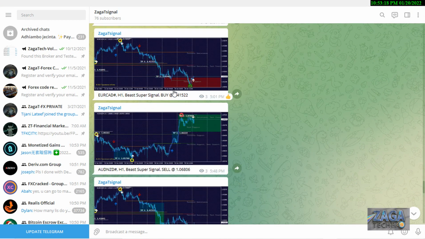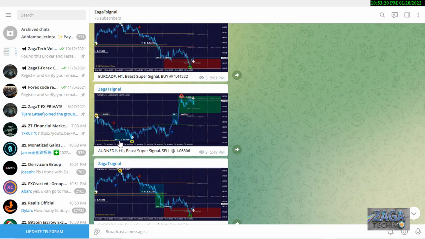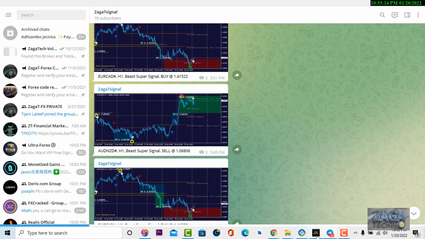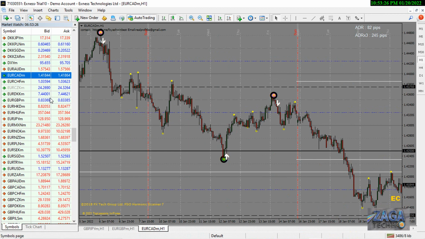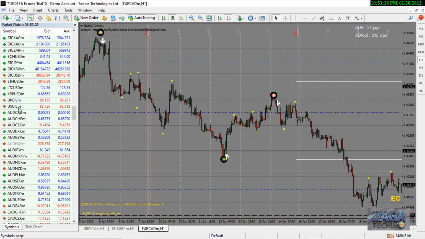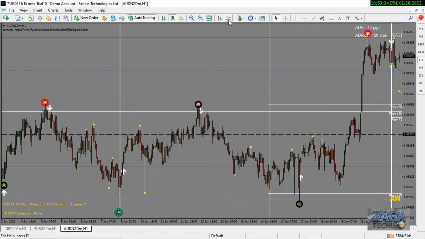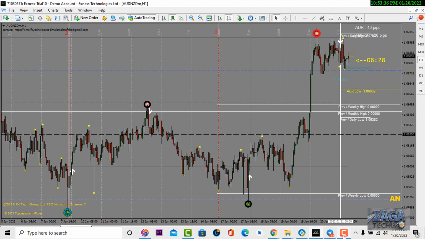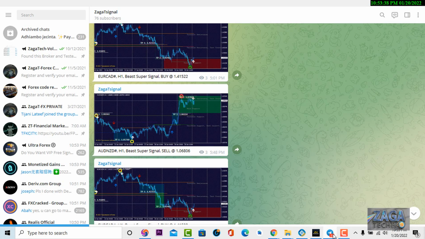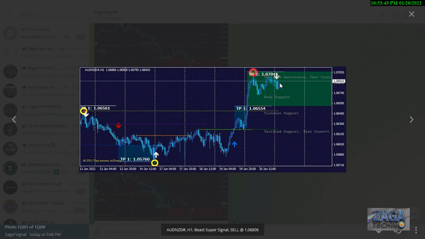Alright, this is Euro odd. We have done that. This is Euro card. Sorry, Euro card. Then we have to do odd NZD. Alright, let's look for odd NZD. Australian dollar NZD. Okay, that is it here. Now this is Australian dollar NZD on H1 time frame, right? It's H1 sell. Now, and we can zoom the chart and see where the signal appeared.